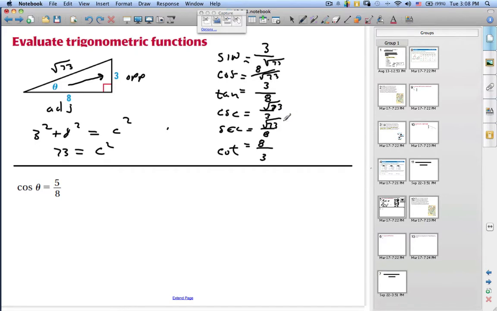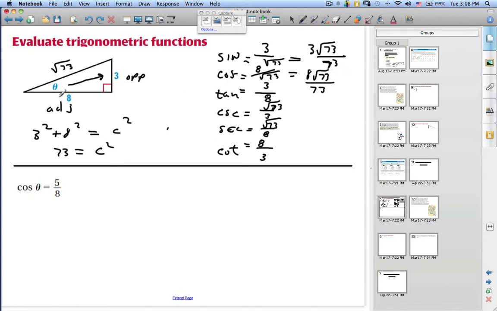But one thing we should remember from last semester is I have to simplify these. I can't have radicals in the denominator of a fraction, so this becomes 3 root 73 over 73, and this becomes 8 root 73 over 73. Okay, when I rationalize the denominator.